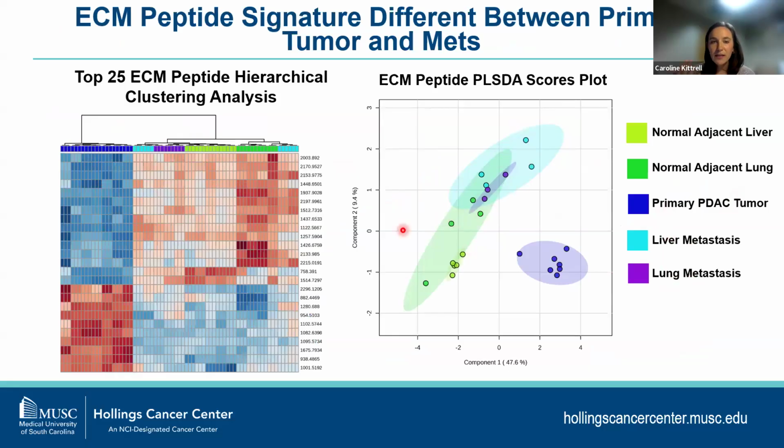Really, this is what we're thinking and theorizing: rather than the PDAC bringing its own ECM machinery to these different tissues, the PDAC is co-opting the ECM machinery that's already available within the adjacent liver and lung.